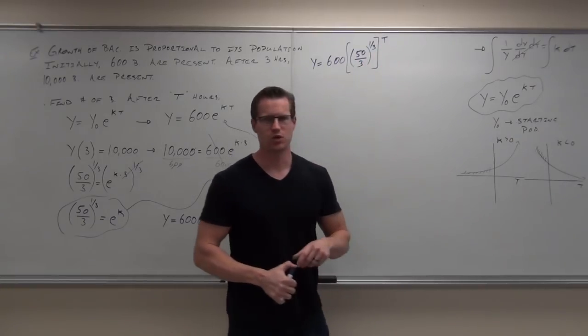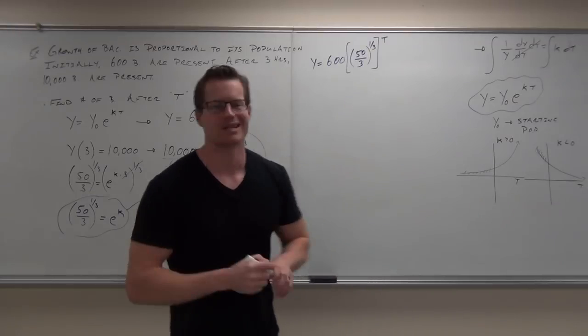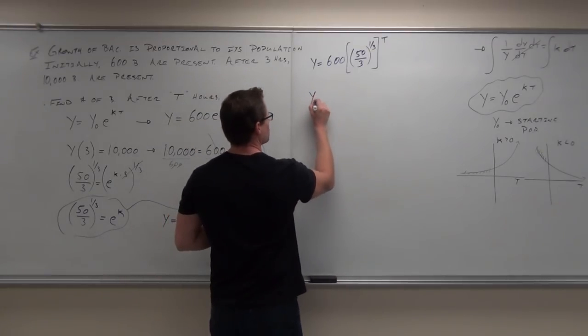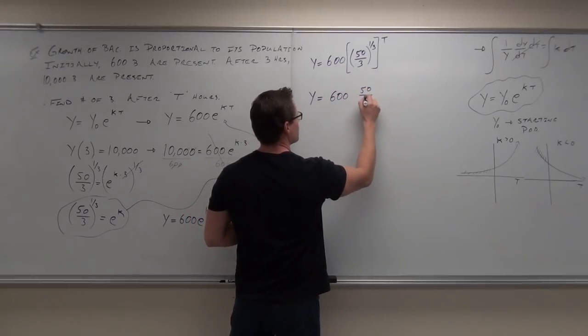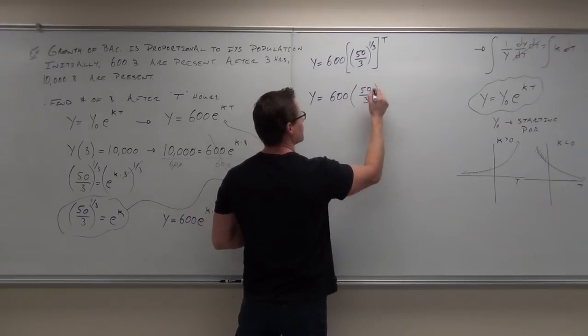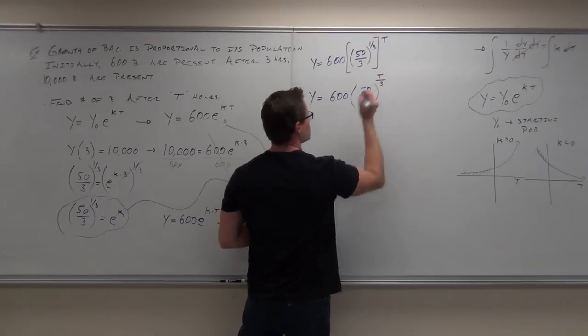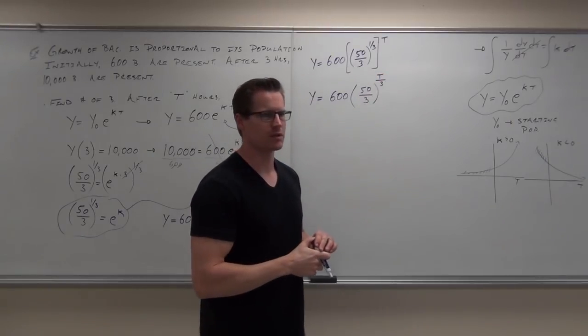Exponent raised to an exponent, what do we do? Let's put that together. Let's have y equals 600 times 50 over 3 to the what power? T over 3. T over 3, that's perfect. 1/3 t or t over 3, that's fantastic.